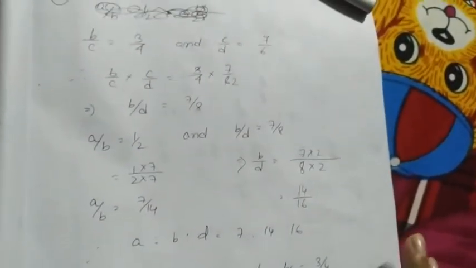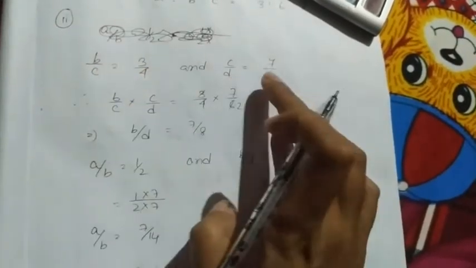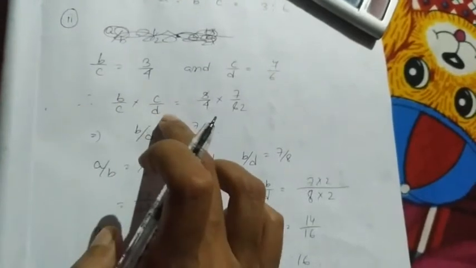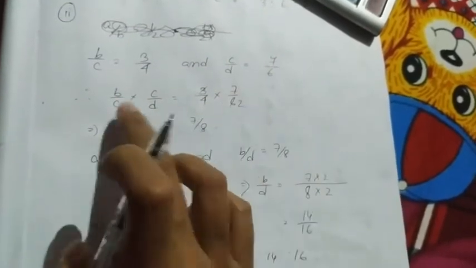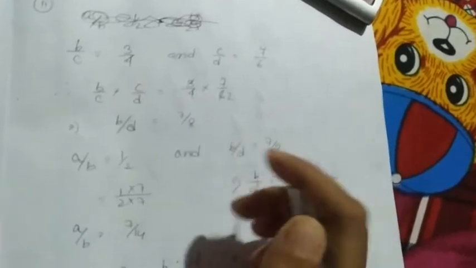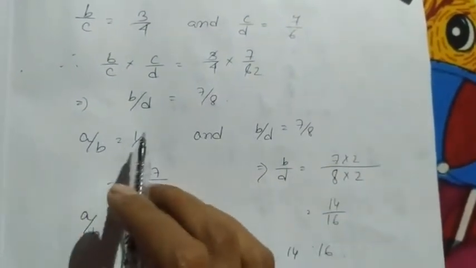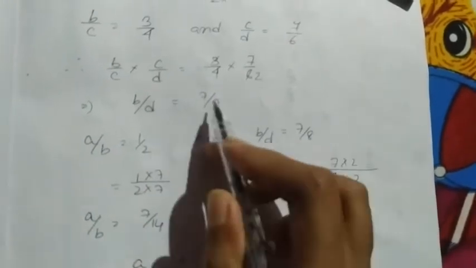Now you see, you have to find a : b : d. So b/c is 3/4, and c/d is given 7/6. So b/c into c/d = 3/4 into 7/6. So c and c get cancelled out. b/d = 7/8. And a/b is given 1/2, b/d we got 7/8.